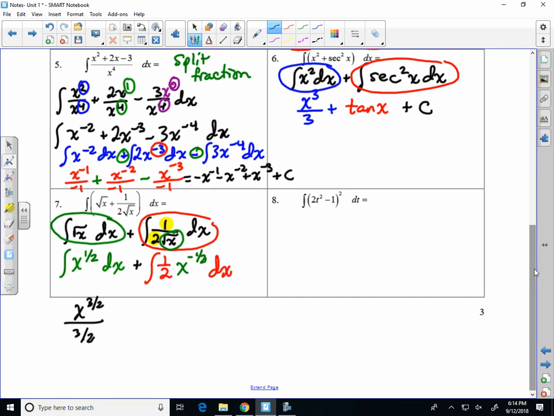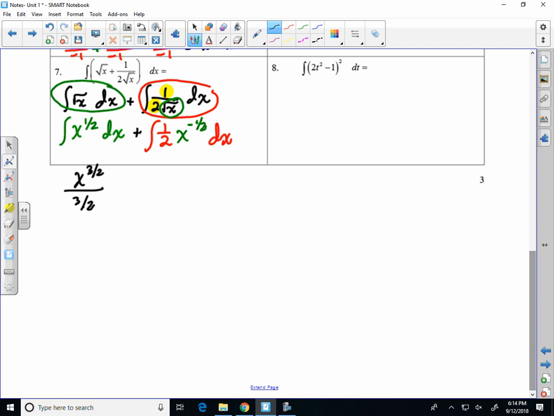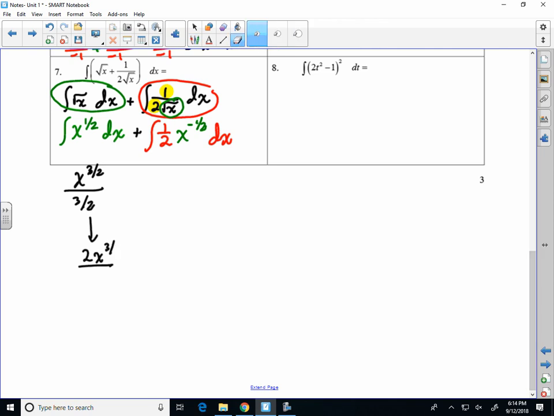That doesn't look very nice. I'm not overly thrilled with that, but it didn't say simplify in the directions on a test, for example, so you can technically leave it this way. But instead, I'd rather write it as 2x to the 3/2 over 3. Or 2/3 x to the 3/2.